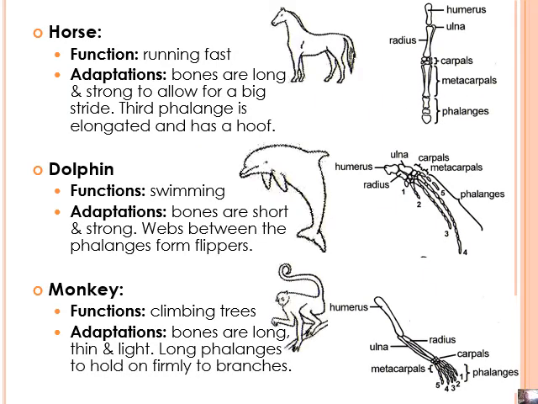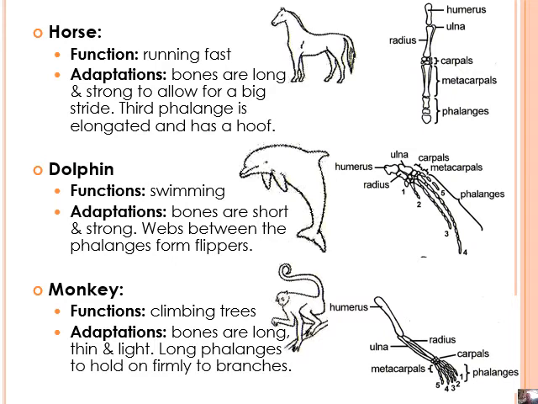Then we have the horse. This thing is so weird. It's so interesting. So it's for running fast. You can notice that it is pushed up. So its adaptations are that the bones are long and strong and allow for a big stride. The third phalange, so your middle finger, the one that you pull at everyone when you dislike them or you want to swear at them without saying it, is elongated and has a hoof. So your equivalent of a nail is their hoof. From that particular middle phalange itself, it's able to push out. And the rest of the phalanges have become so reduced and small that you can barely even notice them anymore.